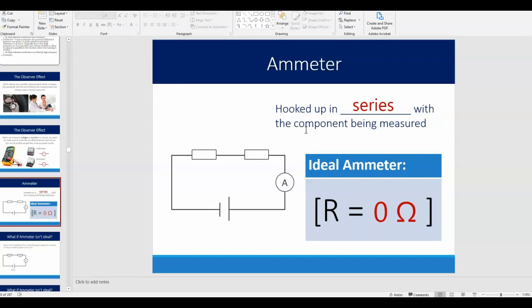We talked about this before, but an ammeter is hooked up in series with whatever it is you want to measure the current through. So if I want to measure the current through this component right here, I need to put an ammeter in series with that component. And an ideal ammeter has 0 ohm resistance, even though a lot of the time in real life it does have some finite resistance. That's just the ideal situation.